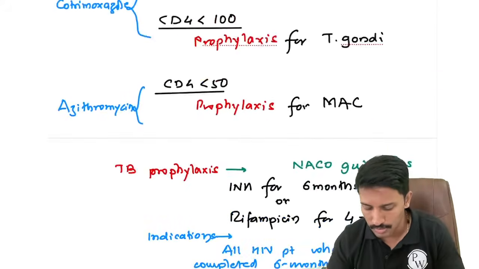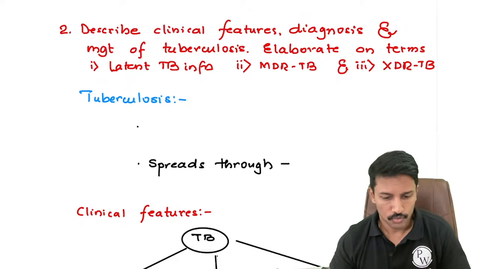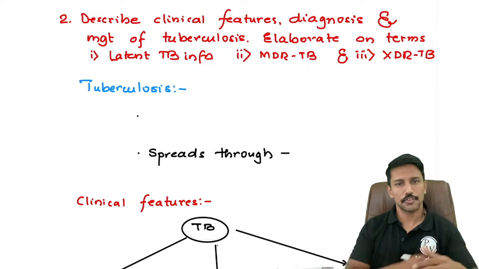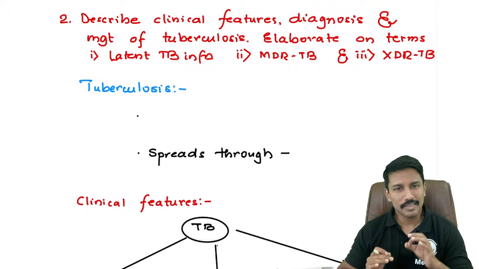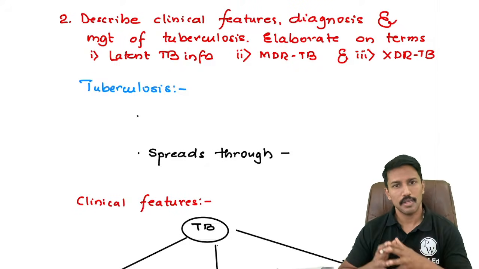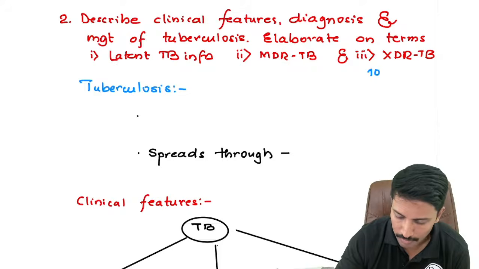Okay, so this is about the HIV. Next, we will take up tuberculosis. So the question goes like this: describe the clinical features, diagnosis, and management of tuberculosis. Elaborate on the terms latent TB infection or LTBI, MDR TB, and XDR TB. So if a question is asked like this, it is usually for 10 marks.